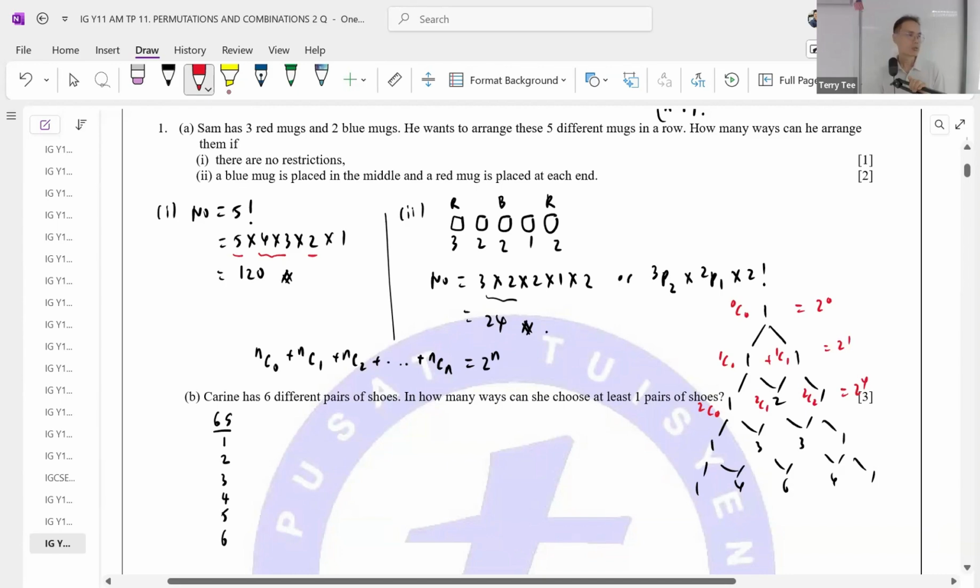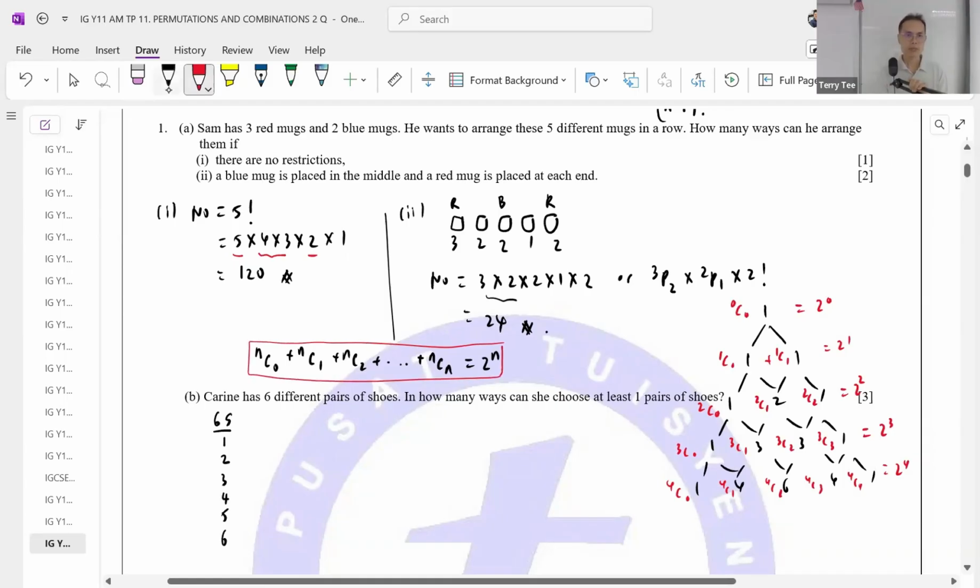2 power 4. This is 3C0, 3C1, 3C2, 3C3, which is 8, right? Sorry, I wrote wrongly. This is 2 power 2, which is 4. This one is 2 power 3, which is 8. Then this is 4C0, 4C1, 4C2, 4C3, 4C4, which is 2 power 4, 16. So this is something we can use.